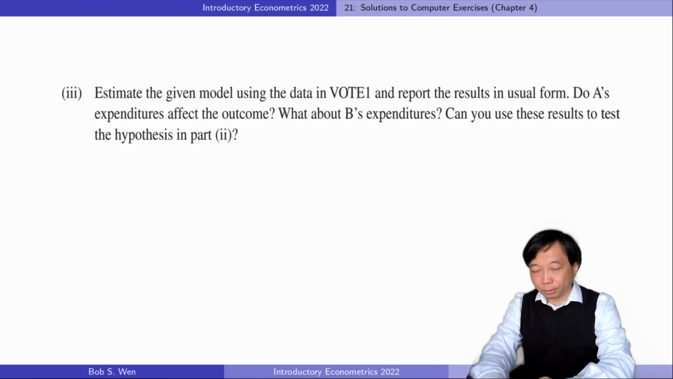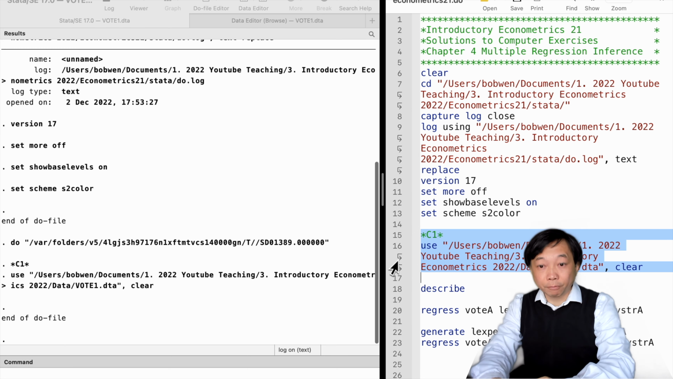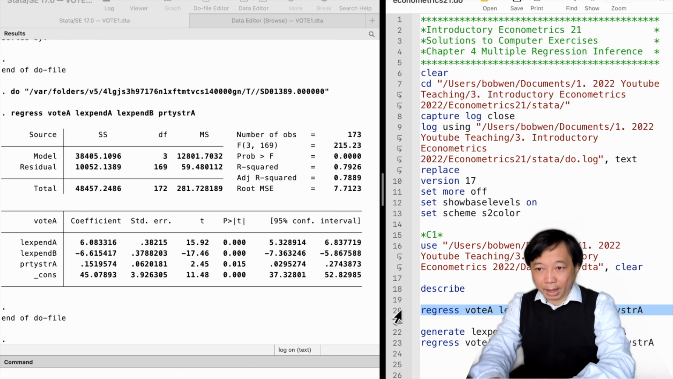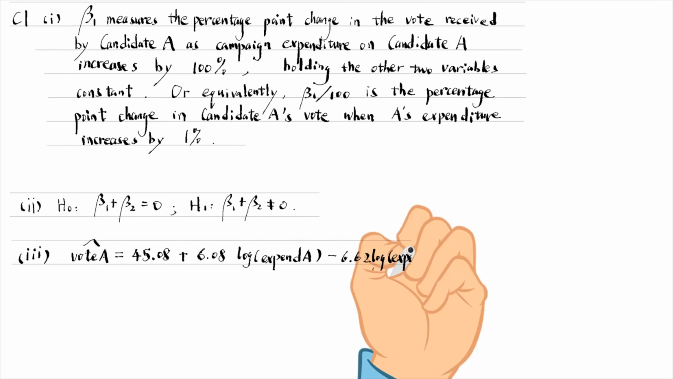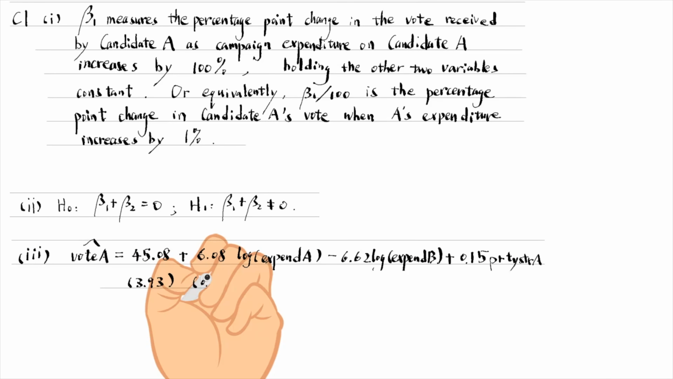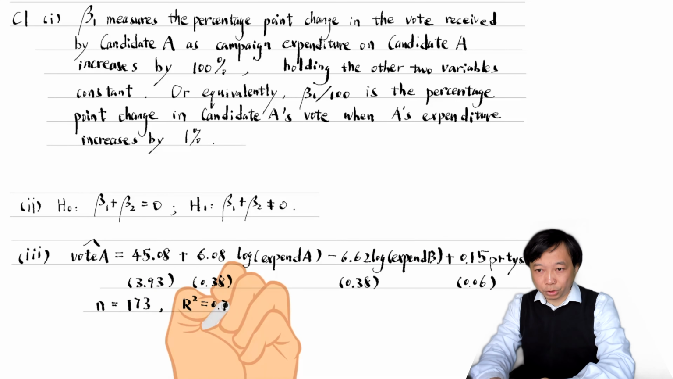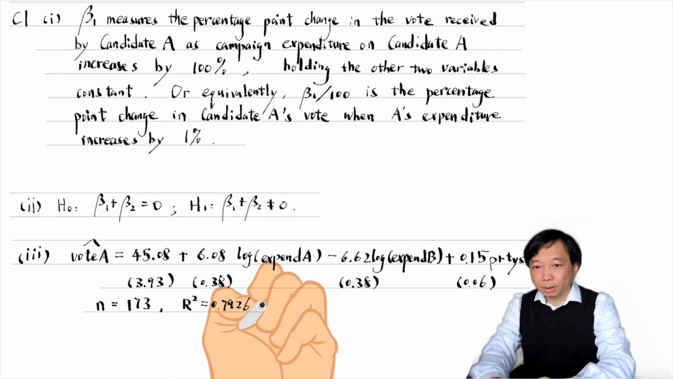For the third question, we use the dataset and type describe to look at the information of the variables. We run the regression and report the results in the usual form. For the individual significance test, the t-statistics of beta 1 hat and beta 2 hat are large enough to reject the null hypothesis at any conventional significance level.